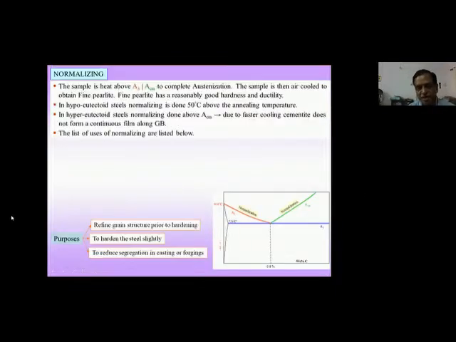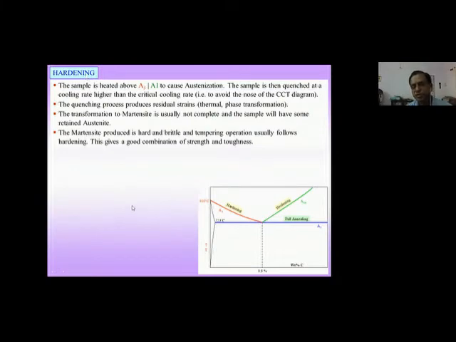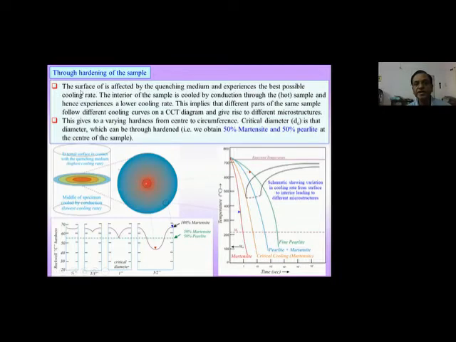And this is normalizing. As I explained, for the hypereutectoid steels, normalizing is done 50 degrees centigrade above the annealing temperature. Here, this red line is the normalizing, shown over here. And then the hardening. The process is the same as normalizing, but subsequently it is cooled fast in a quenchant, based on the final requirement, either oil quenched or water quenched, to get the martensitic transformation basically. And this is through hardening, that is, how the hardness varies from surface to core, which is explained in this particular graph.